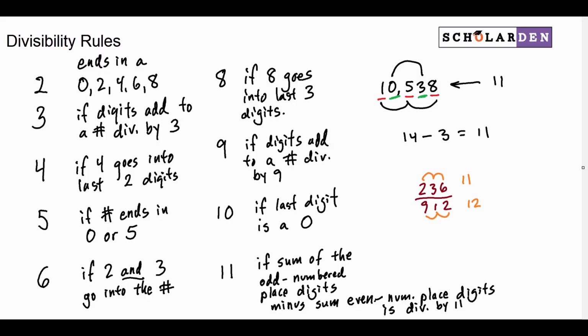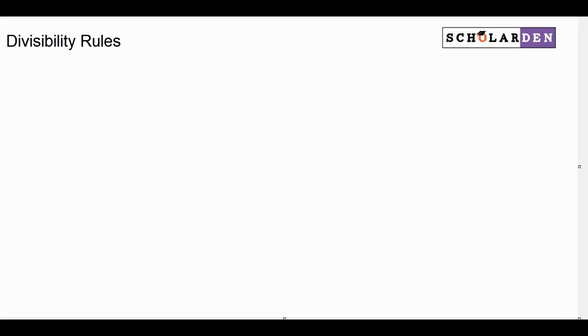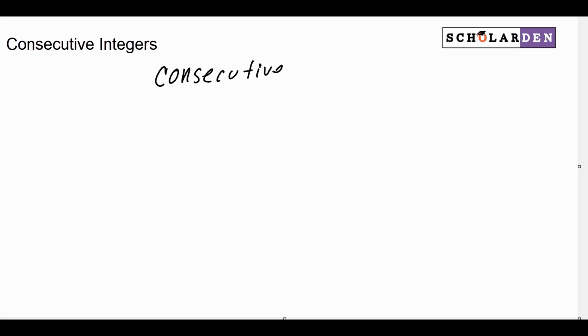Okay, let's move on. The next thing we're going to talk about is consecutive integers. Consecutive just means one after another. So if I said 3 consecutive integers, that could mean 7, 8, 9. I just happened to start at 7, and then I did one after that, one after that. So that's what consecutive means, one after another. And you could start anywhere.